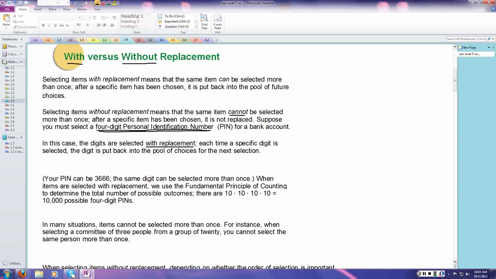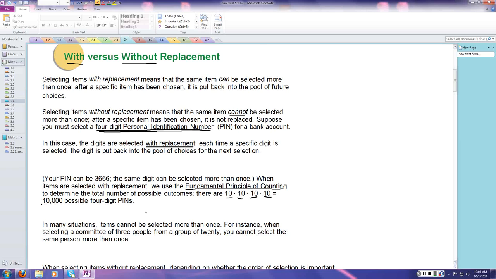So when counting the items selected with replacement, we use the fundamental principle of counting. For our first number, we have 10 choices. Our second number, we have 10 choices. The third number, we have 10 choices. The fourth number, we have 10 choices. So we have 10,000 different possible 4-digit PINs.